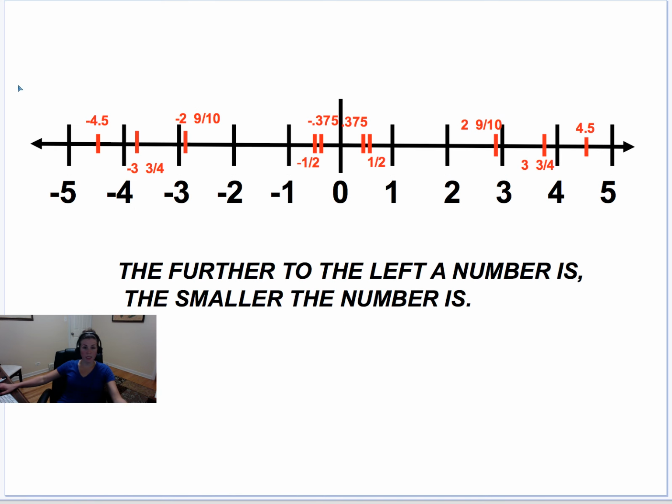And finally, you've got to understand that the further to the left a number is, the smaller the number is. So on this number line here, the biggest number we have is 5. The smallest number we have is negative 5, because the farther left you go, the smaller the number is.